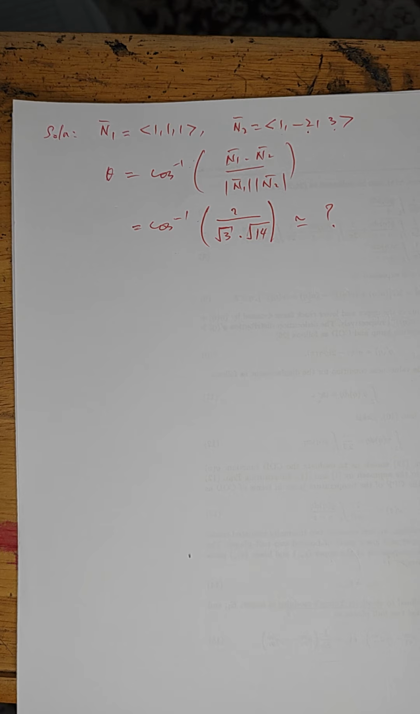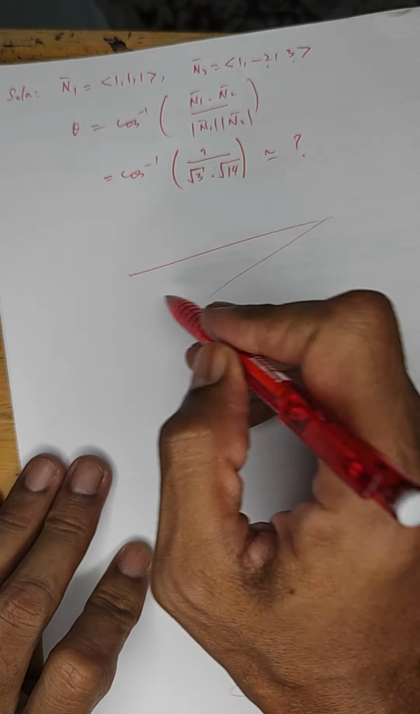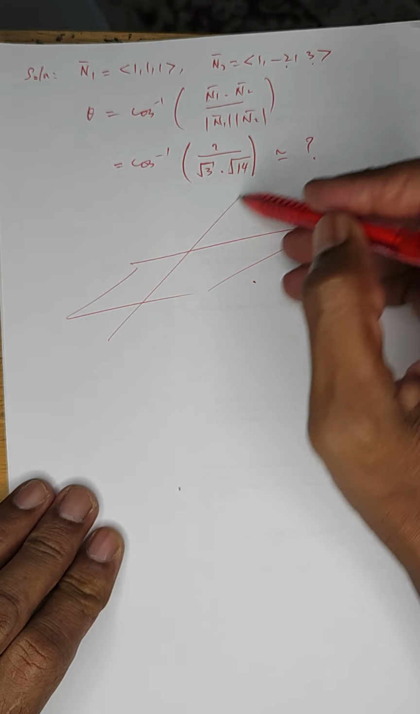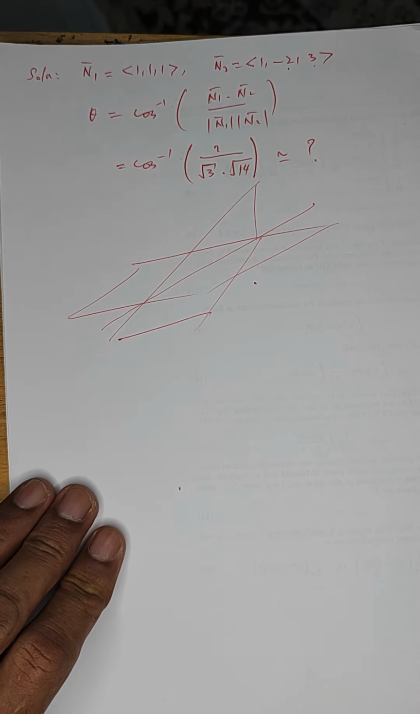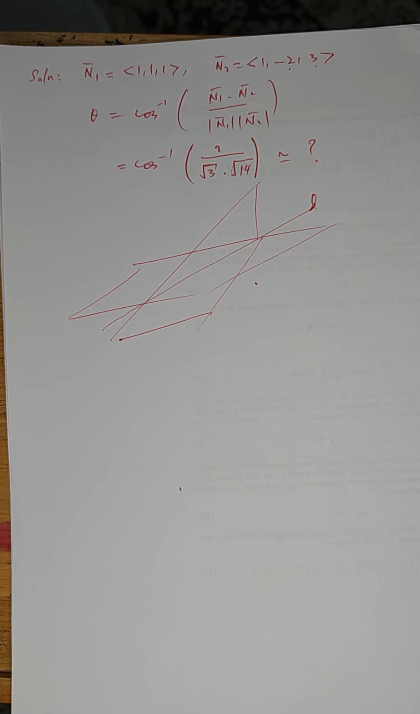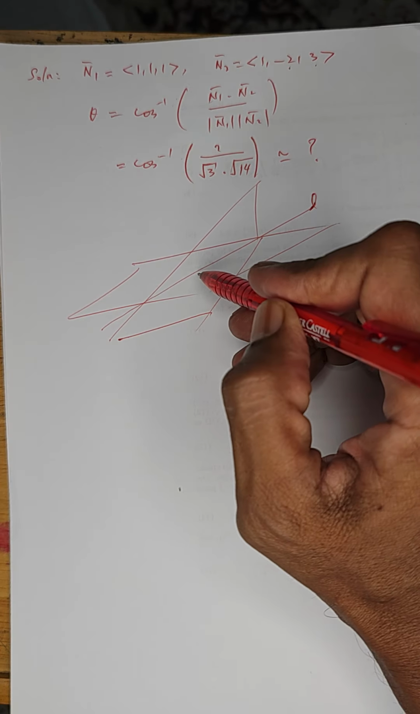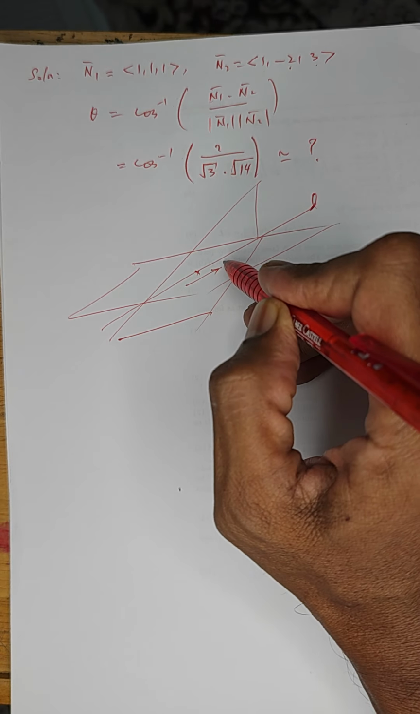Okay, so for the second part, you need a point on L and a vector V that is parallel to L. So basically you have two planes. Let's say this is one plane like that, and the other plane is like that. We have a line of intersection here. To find the equation of this line, what do we need? We need a point on L, as well as a vector that is parallel to that line.